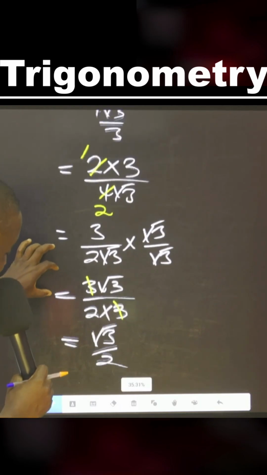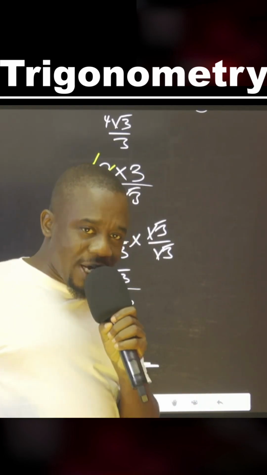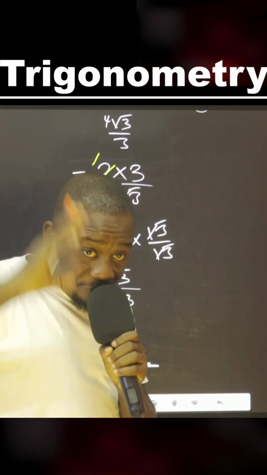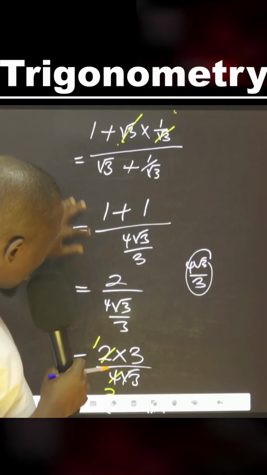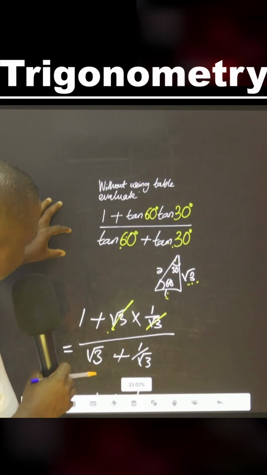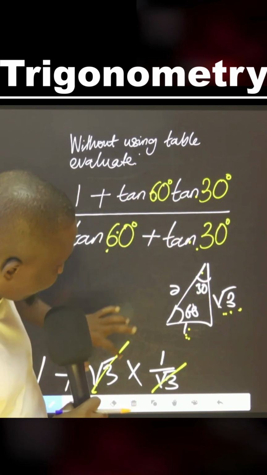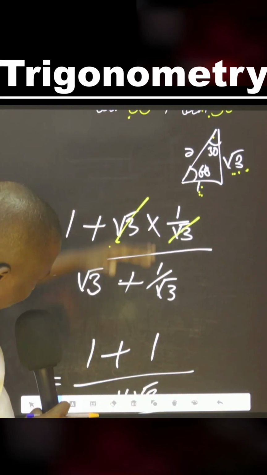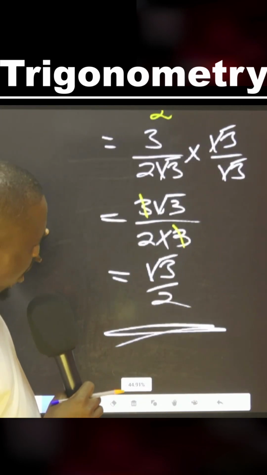This is the reason why it is good to know your SOH CAH TOA. SOH CAH TOA is essential for trigonometry. The reason why I treated this first before trigonometry, okay? If you have not checked my SOH CAH TOA class, go and check. This is just what you need to remember. Then put the values. The remaining ones are just SOH CAH TOA. Hope this is understood.